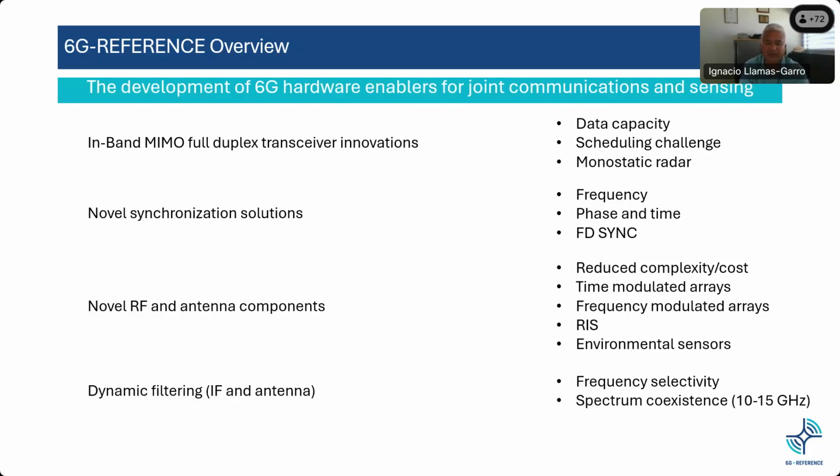Also, frequency-modulated arrays for simultaneous multi-node localization and sensing with super resolution in space. Antenna systems extending the capabilities of small arrays with reconfigurable intelligent surfaces while also integrating an environmental sensing element. Finally, dynamic filtering at the intermediate frequency and integrated in the antenna filtering stage to provide high frequency selectivity to enhance the spectrum coexistence with other services, for example, with satellite communications in the 10 to 15 gigahertz range.